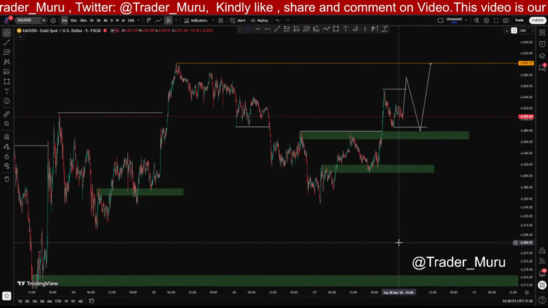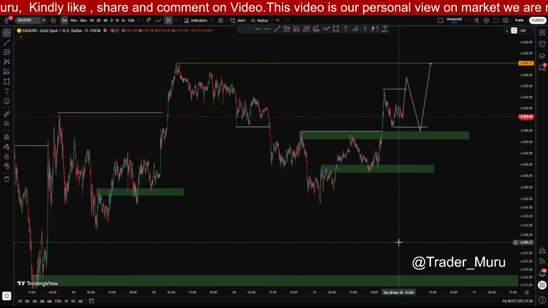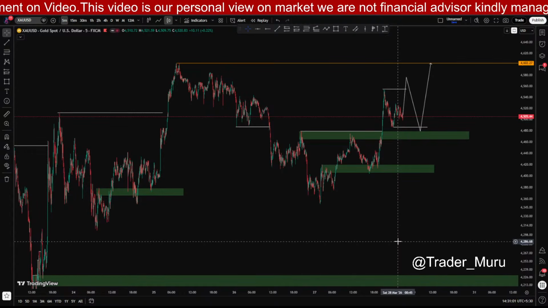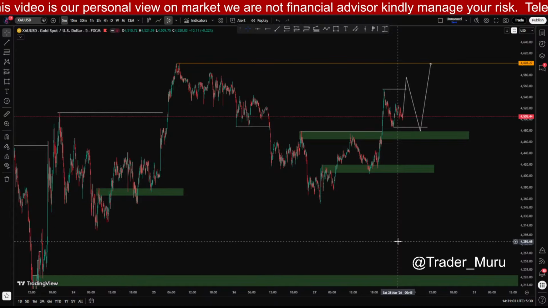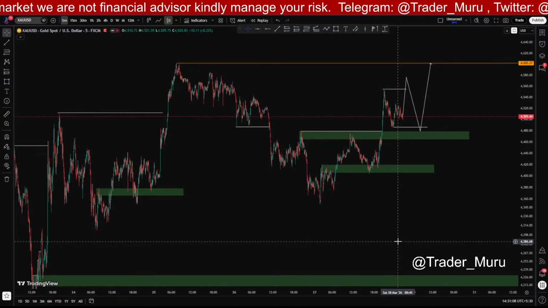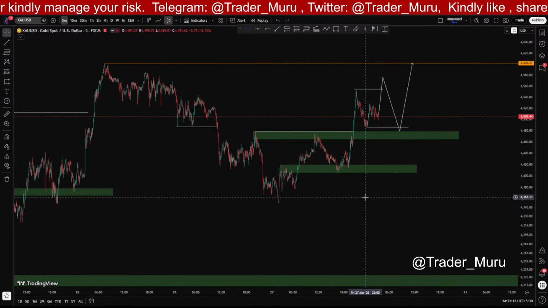Always start with an entry, TP and stop loss defined before entering a trade. If your stop loss hits, you are exiting from the market. If your target hits, you are exiting from the market. And never ever enter any trade without a plan.